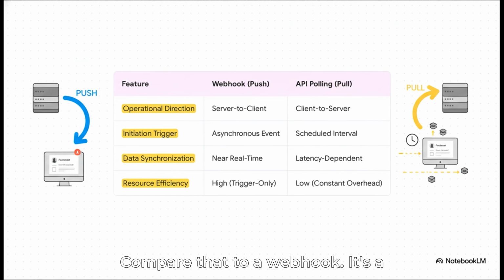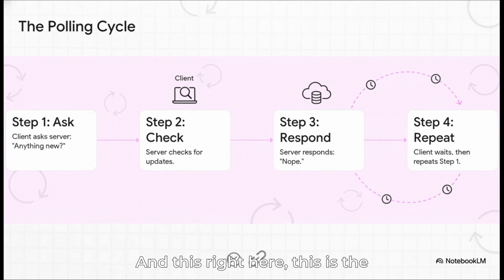Compare that to a webhook. It's a push system. The server tells your client when an event happens. That means you get your data in near real time, and it's way, way more efficient with resources. And this right here, this is the polling cycle in a nutshell.